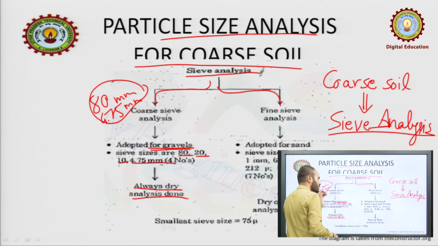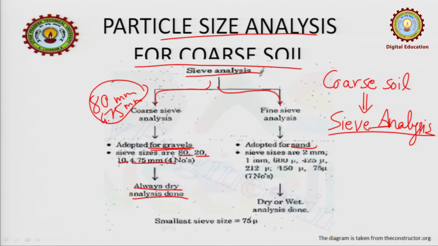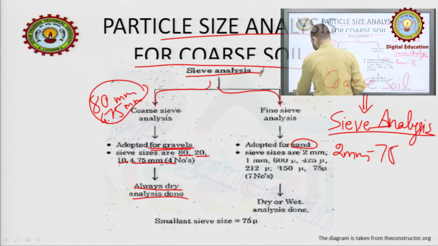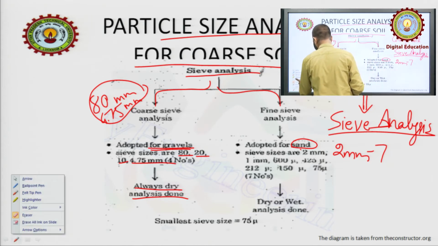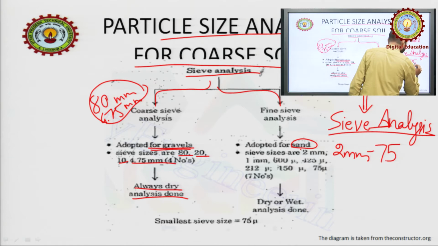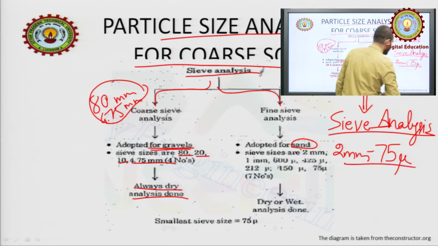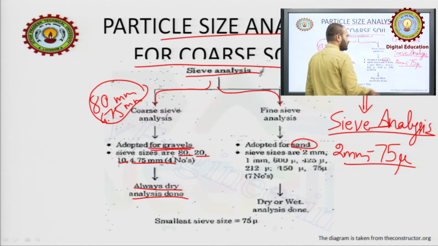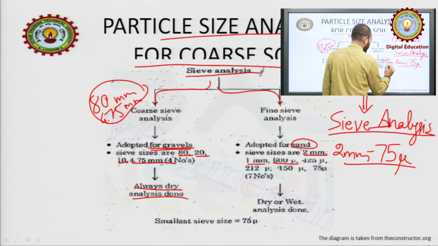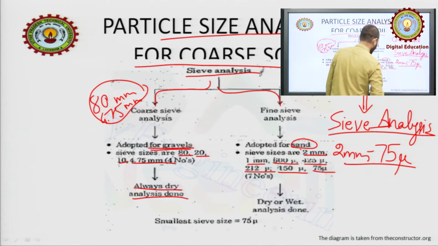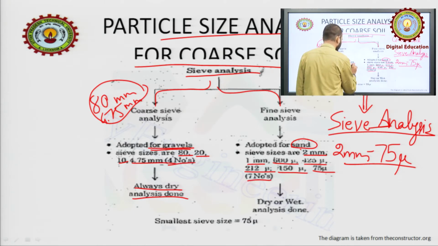But what is fine sieve analysis? This is done, obviously, for sand. Now, sand, what is the range? 2 mm to 75 micron. This is your sand. So we will have these sieves accordingly: 2 mm, 1 mm, 600 micron, 425 micron, 212 micron, 150 micron, and 75 micron. That is 7 in number. Here we have only 4.